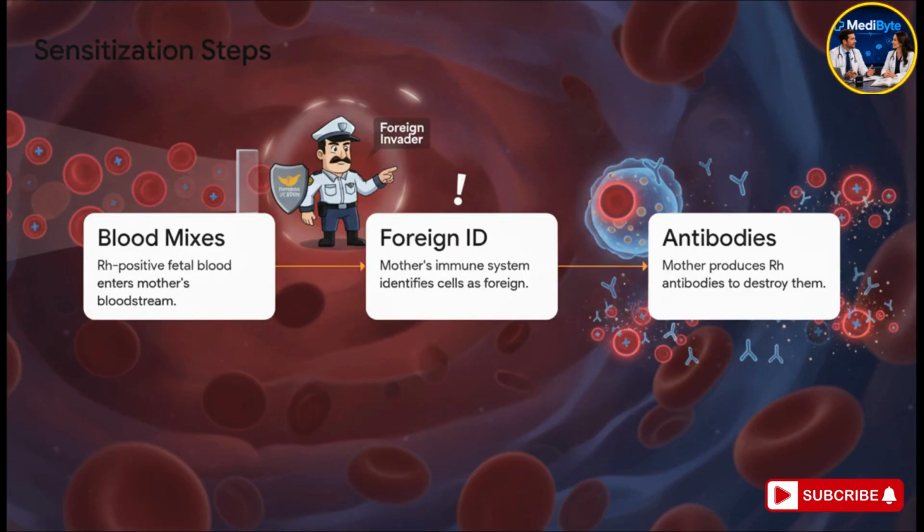And finally, Step 3. Her immune system kicks into gear and produces Rh antibodies. These are specialized proteins perfectly designed to target and destroy those unfamiliar Rh positive cells. This initial production of antibodies, that's exactly what we in the medical field call sensitization.